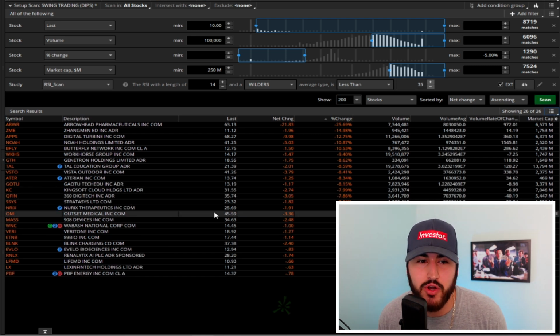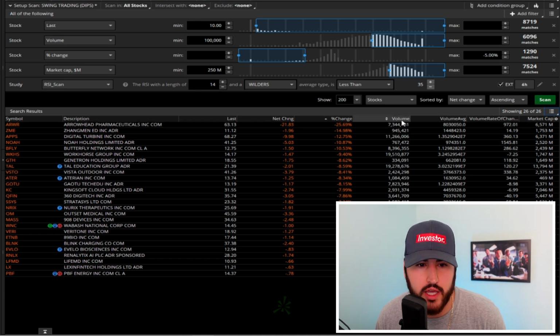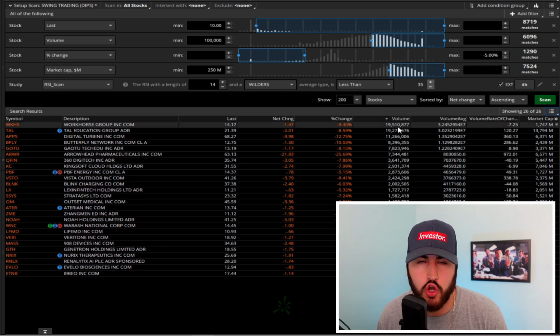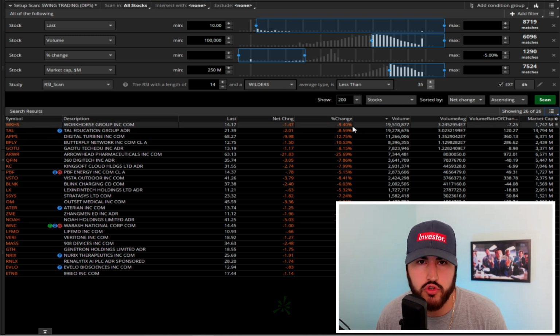Now I have it sorted by net change, so the stock that dropped the most on the day is going to show up first. You can have it sorted by other variables as well if you just click on the header. So if I want volume to be first, I double click and it's going to show me the stock with the most volume, and that's Workhorse. And Workhorse dropped 9.4% on the day.